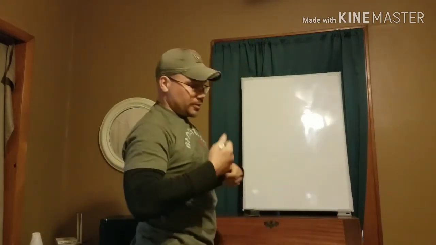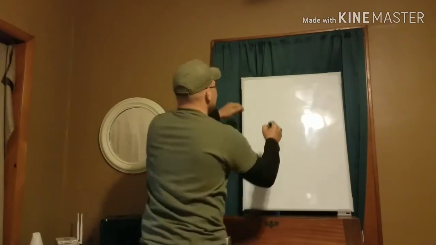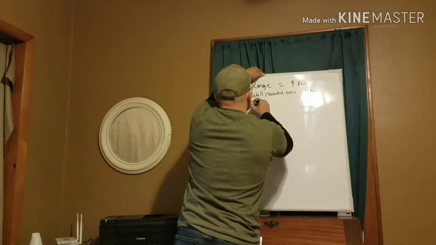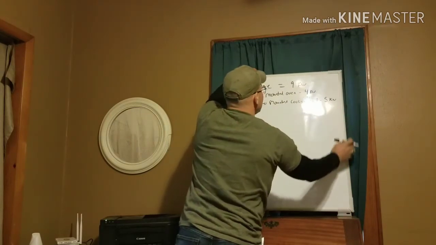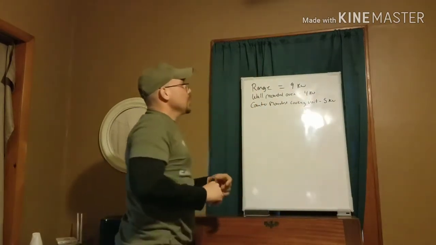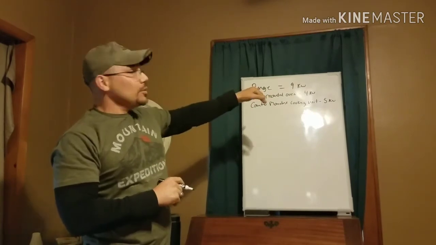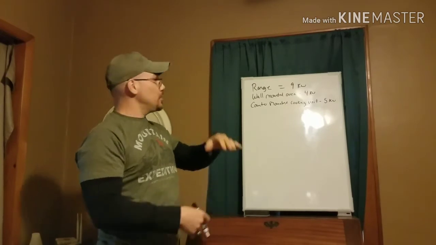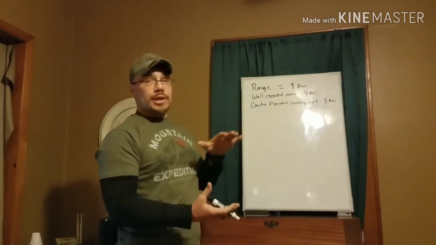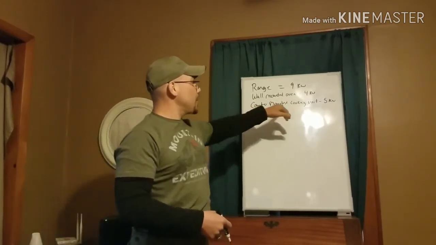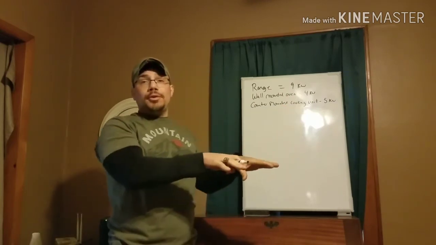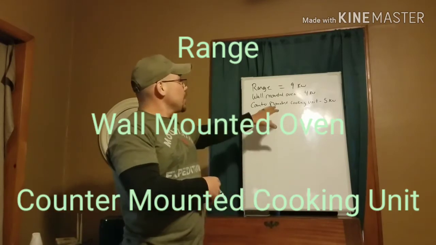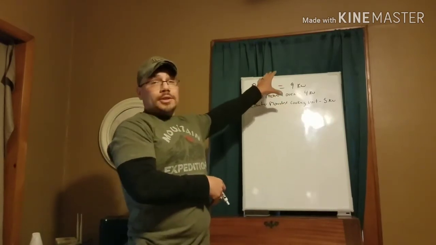Okay, so in that case, what we're going to do, so we have a range at 9 kilowatt. Range is the burning units and the oven itself. We have a wall-mounted oven, which is just the oven, right? And then we have a counter-mounted cooking unit, which is just the top cooking elements, right? And you can look at this in a different video also. I talked about them.